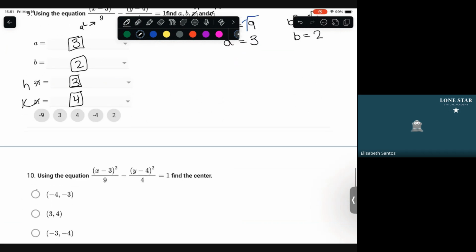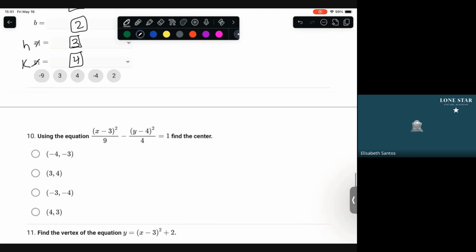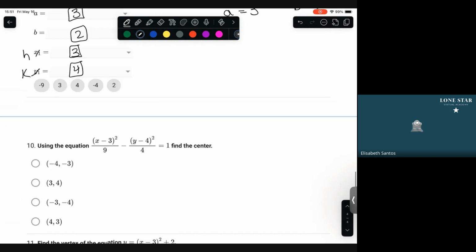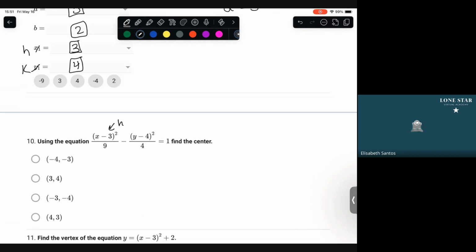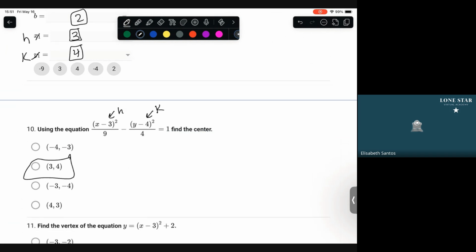Number 10. Okay, using the same equation, we want to find the center. So remember, that's h and k. So that is positive 3, positive 4.